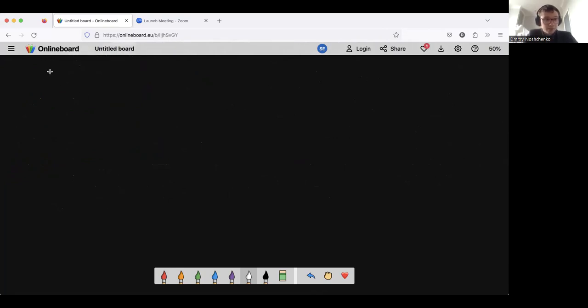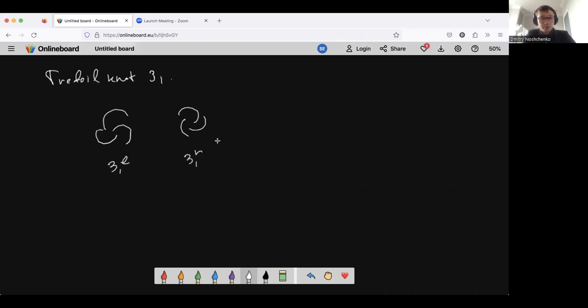The first example would be the trefoil, 3-1. There are two versions in principle, right hand and left hand. Maybe I can even draw them. This is 3-1 left hand, and the right hand will be just slightly different. This is like the mirror image, and these are not equivalent. So let's take this 3-1 left hand and write the homological generating series.